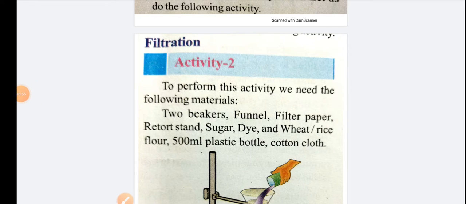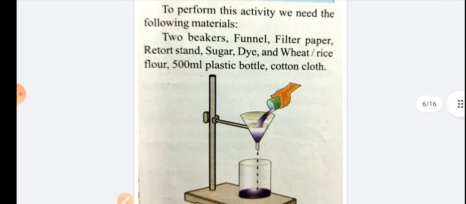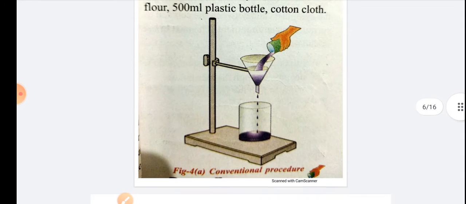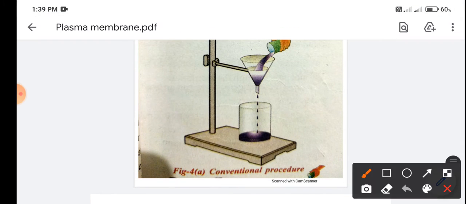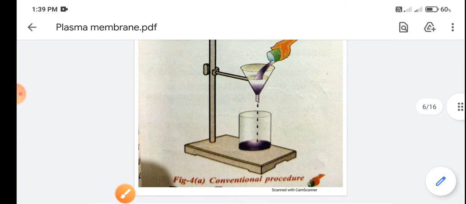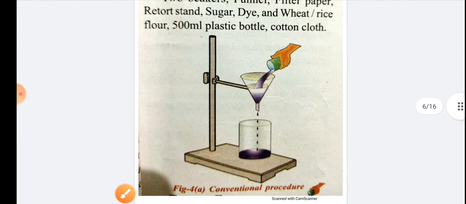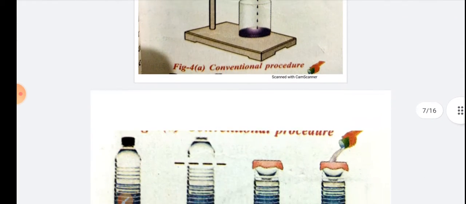Now we will discuss filtration. For this activity, we need 2 beakers, funnel, filter paper, stand, sugar and flour, bottle and cotton cloth. These are the required materials. As shown in the figure, arrange the apparatus. If apparatus is not available, we can use the bottle for filtration as shown.